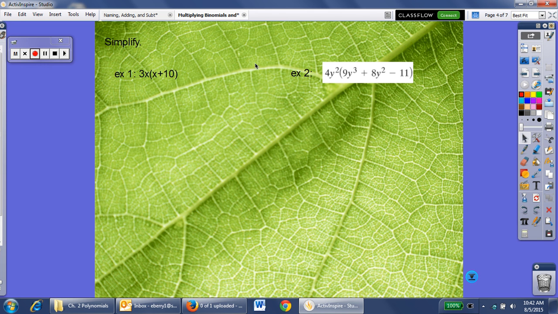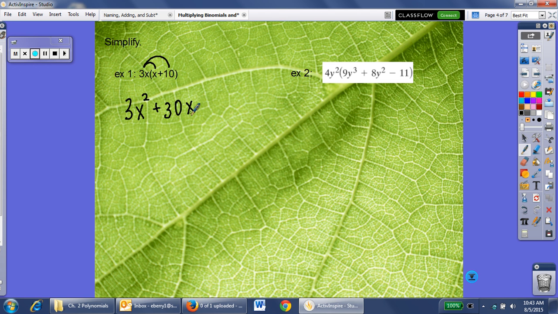Here's the first one. We're going to multiply this monomial with this binomial here. We multiply by distributing this 3x to everything that's inside. So first we'll do 3x times x. That gives us 3x squared. Notice that when we multiply, we add the exponents like we learned last chapter. And then 3x times 10 would be 30x. And we can leave it just like that.